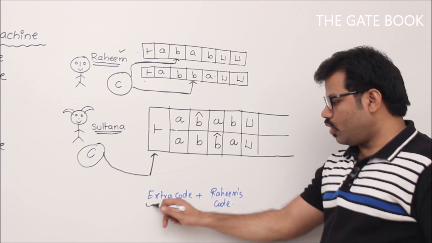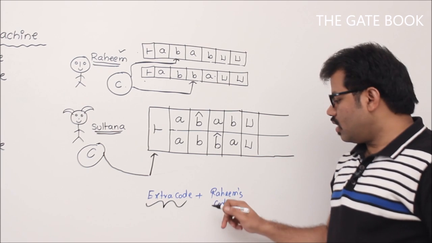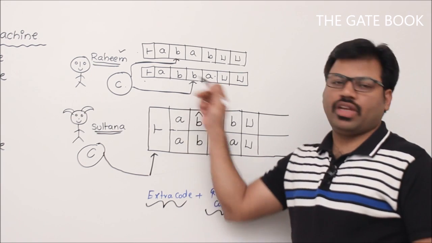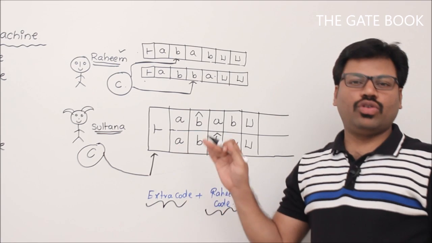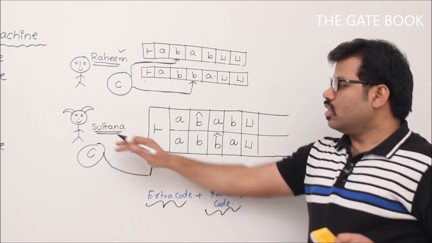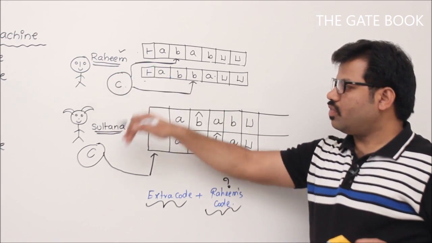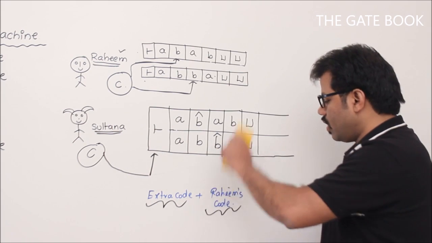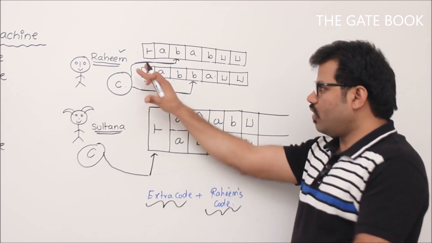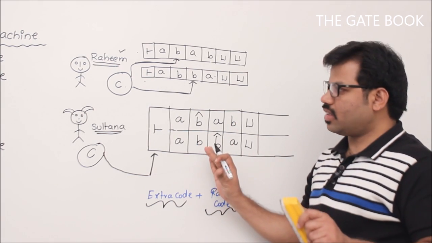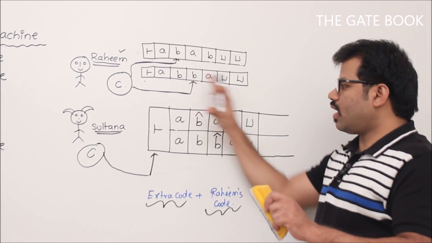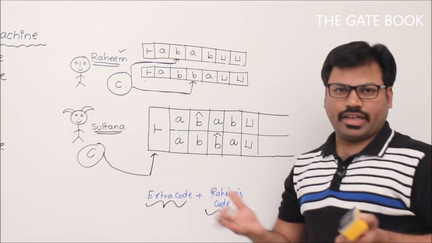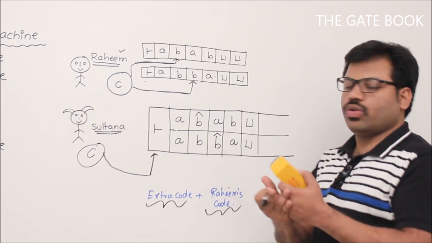For that, Sultana is going to have extra code plus Rahim's code. Why Rahim's code? Because we are going to do a copy. Whatever Rahim does, we are going to do, because we are going to prove that whatever Rahim achieves, we should also achieve. That's why we are going to copy Rahim's code. Let's do that. First of all, we'll ask Rahim. Initially, now we have the same configuration. Sultana is saying, my dear Rahim, at this moment we have the same configuration, right? Whatever you are accepting, I am accepting. Now what are you going to do extra?